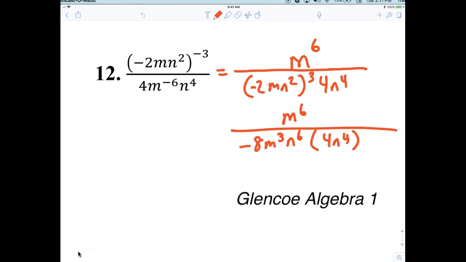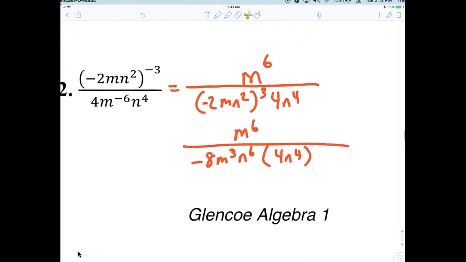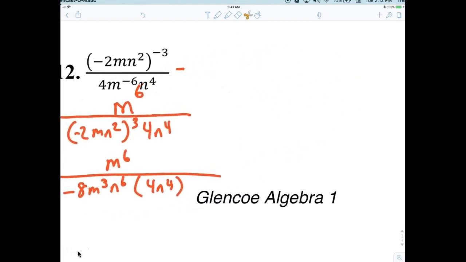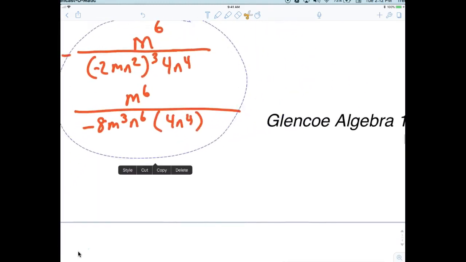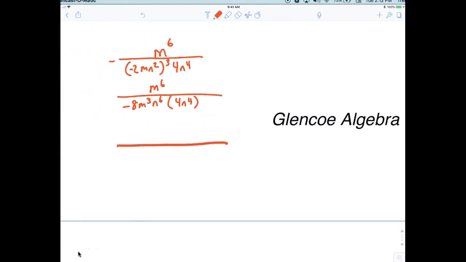Now we're just going to get into combining everything, correct? So what I'm going to do is I'm going to do this so I can put it in the middle of the screen. All right, here we go. Now make another fraction bar. So I have m to the 6th. What's negative 8 times 4? Negative 32. Now, I'm just going to go ahead and put down m cubed n to the 6th, n to the 4th. So everybody agree with that? Yeah. All I do is I multiplied, right?